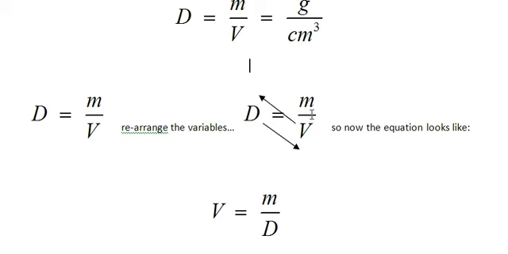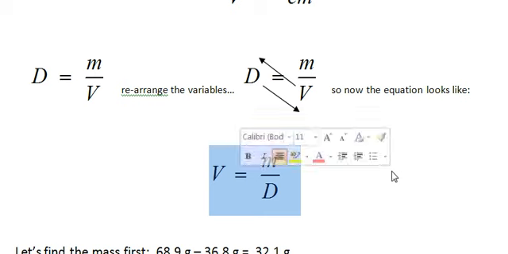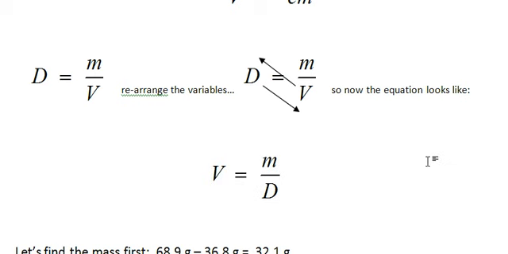So if you ever move variables from one side of the equal sign to the other, they're going to be in the opposite position, numerator or denominator. What we're going to do is have the density and the volume variables switch places. So now our equation looks like that, where we have volume is equal to the mass divided by the density. Now, that is huge.